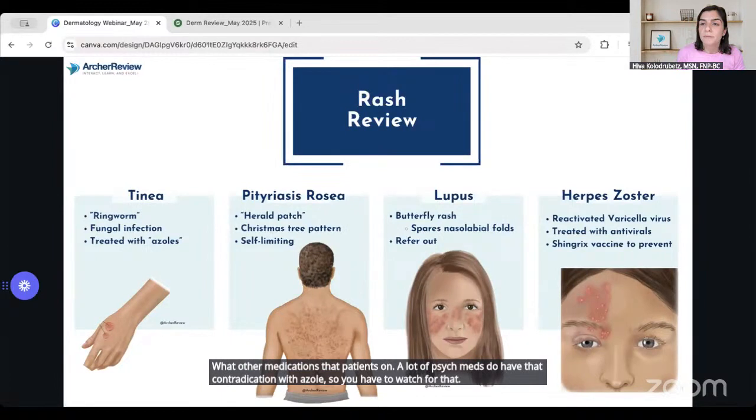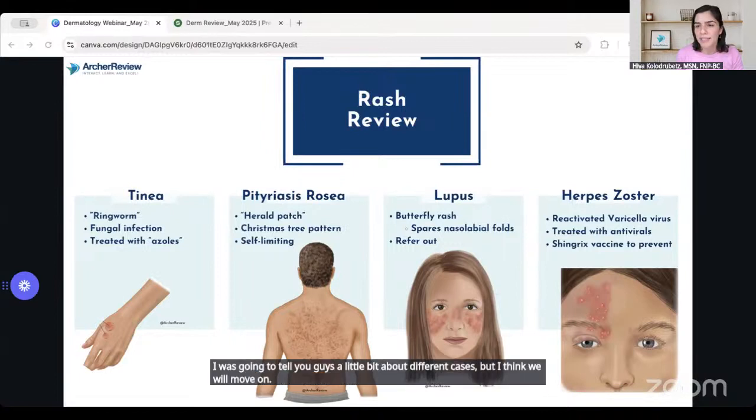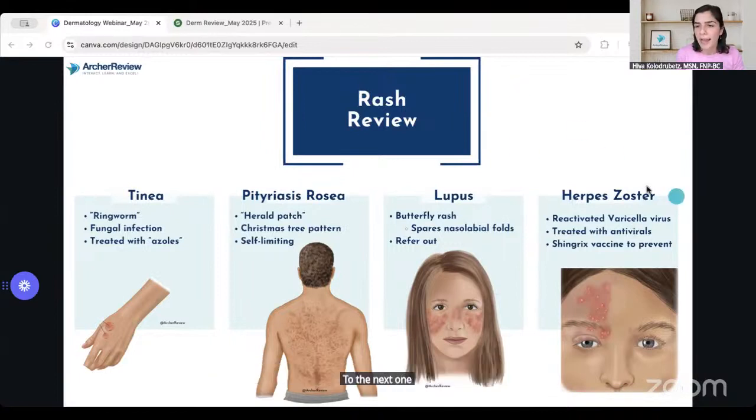I was going to tell you guys a little bit about different cases, but I think we will move on to the next one. Now let's talk about the other rashes. I'm going down my list. And let's go to pityriasis rosacea.